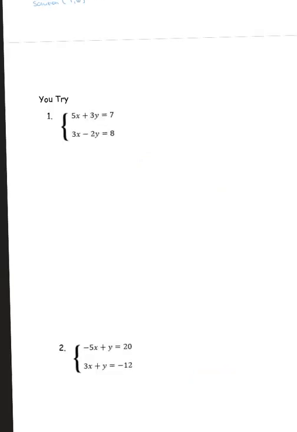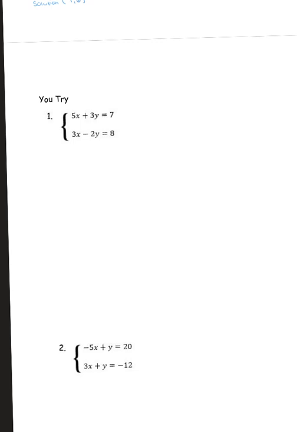All right, so now I want you to try the following equations on your own to see if you can work those out. So again, you're using addition, subtraction, or in special cases, multiplication. All right, so now let's take a look at number 1. It gives us the equations 5x plus 3y equals 7 and 3x minus 2y equals 8.